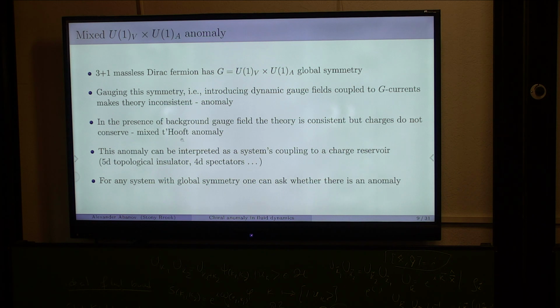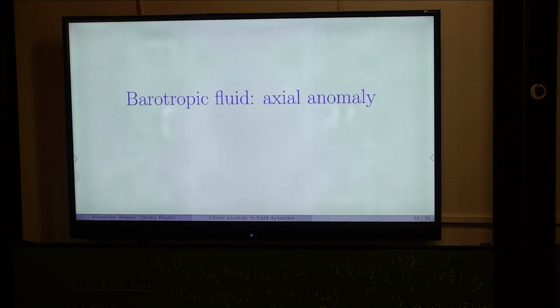And this anomaly can be interpreted as a system coupled to a charge reservoir, which can be either a 5-dimensional topological insulator, now I'm talking about a 3+1 theory, or you can say that there may be some 4-dimensional spectator fermions with a large gap, which affect charge conservation of my original system, but do not affect dynamics. So for any system with global symmetry, one can ask whether there is an anomaly, and we're going to do this for Euler fluid.